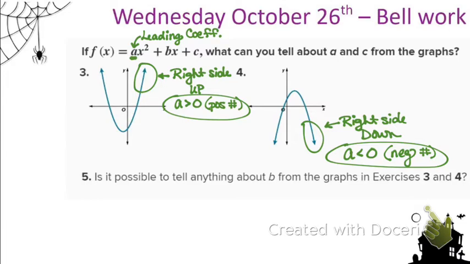What else did they ask me to talk about? Not just A, but also C. What were we calling C again? What part of the graph is this? That's our y-intercept. So on graph number 3, what can you tell me about the y-intercept? It's negative. It is down here. And so C is less than 0. It's a negative number.